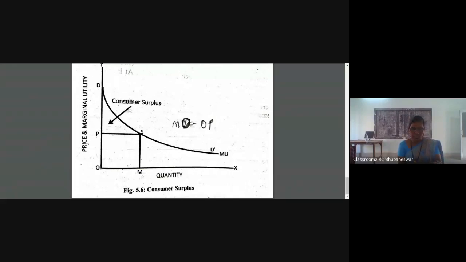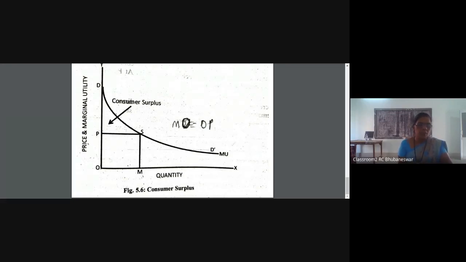It is thus clear that the consumer derives extra utility, which is equal to DPS. When we take ODSM minus OPSM, then we get that DPS, which is the extra amount of utility, the surplus utility for the consumer.